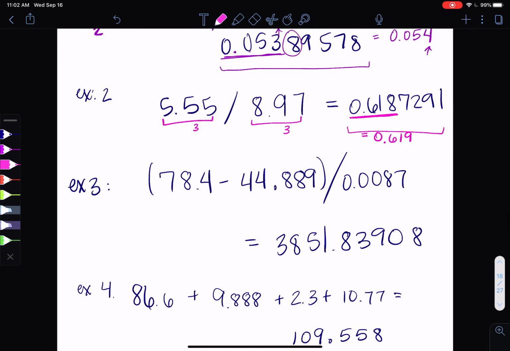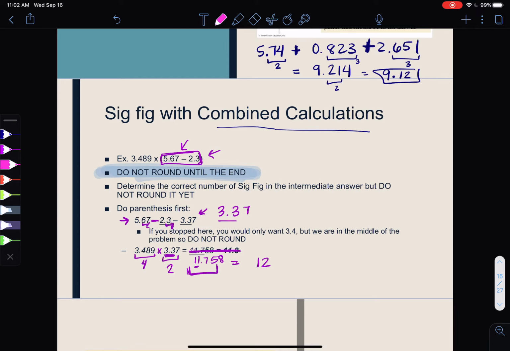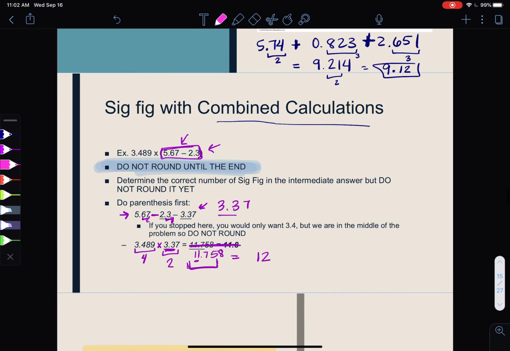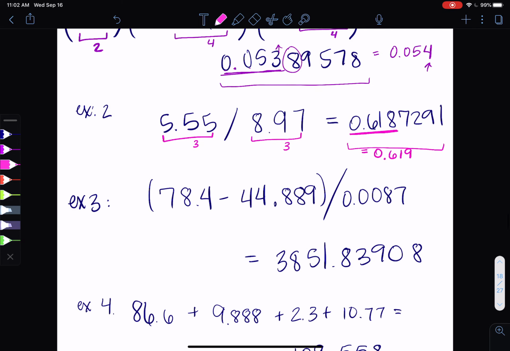All right, next. Most of the time, you're not going to separate it and do all this stuff, because we put it in our calculator. So let me show you how you would do this if you put it in your calculator. Make sure you put that in parentheses and then you divide it by the 0.0087. If you put that in the calculator, this is what it gives you. But we need to learn where to round.